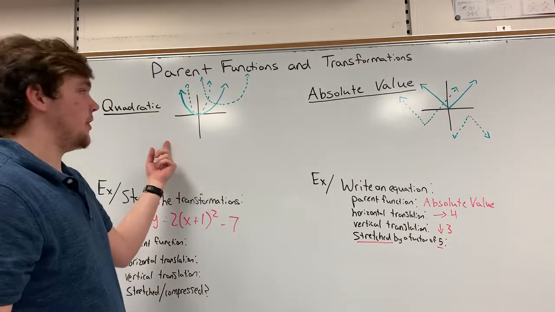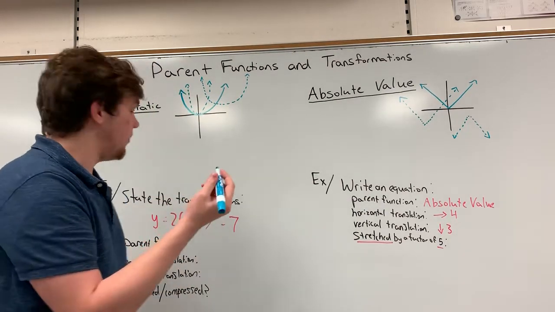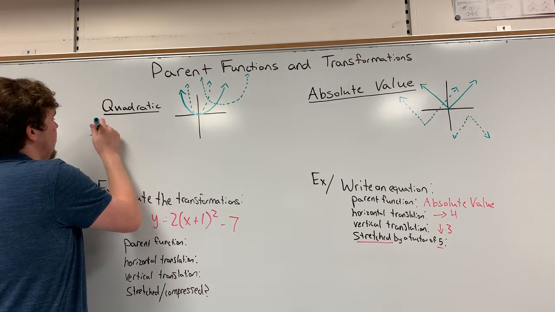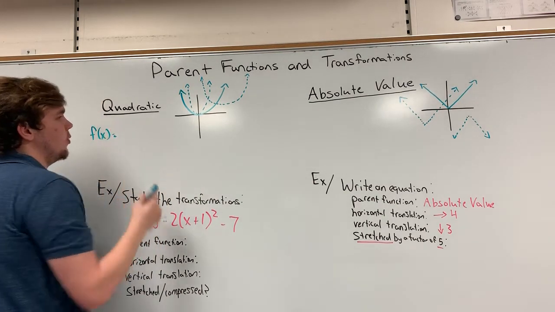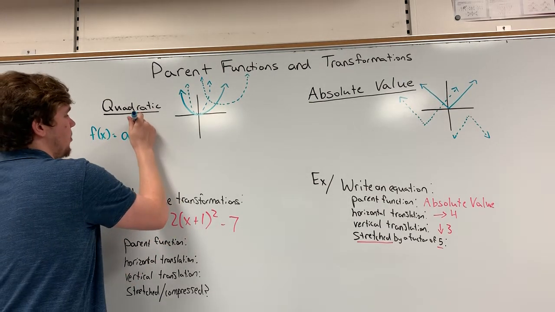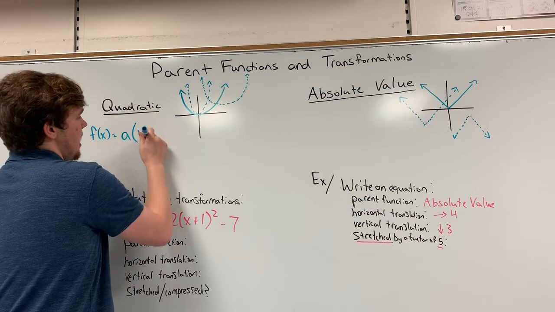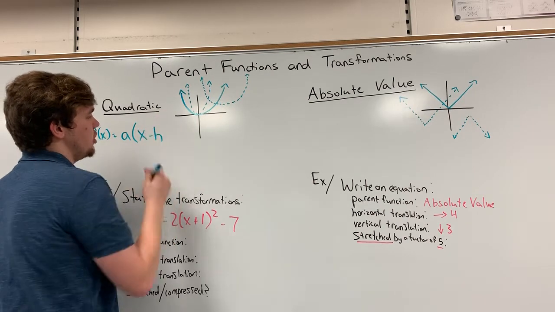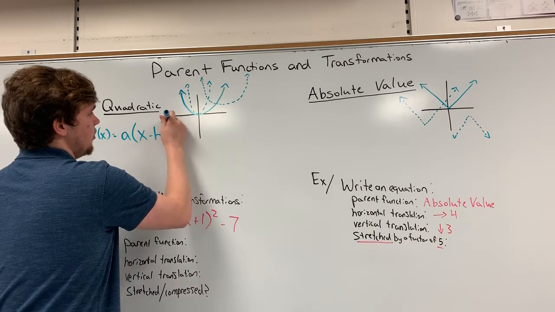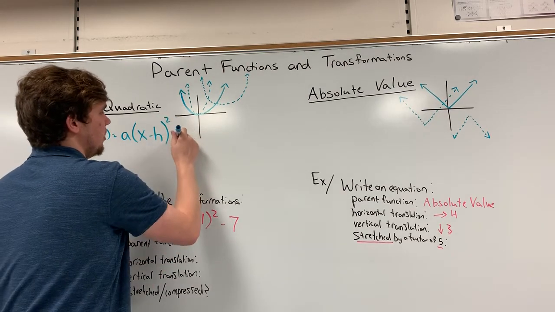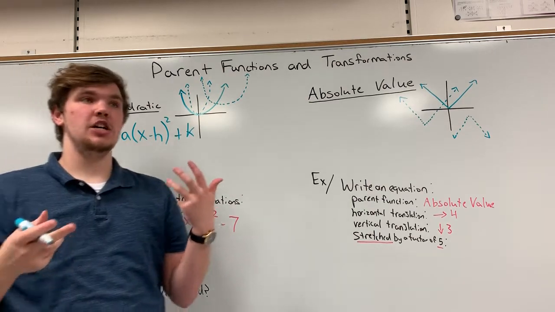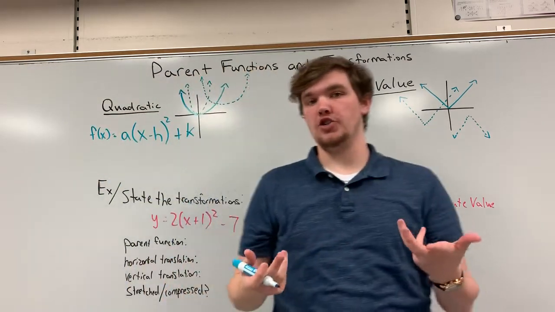And so with the quadratic function, I'm going to start off and write f of x equals a times parenthesis x minus h, close that parenthesis, squared, and then plus k. Okay, and this is the generic form of a quadratic function, right?